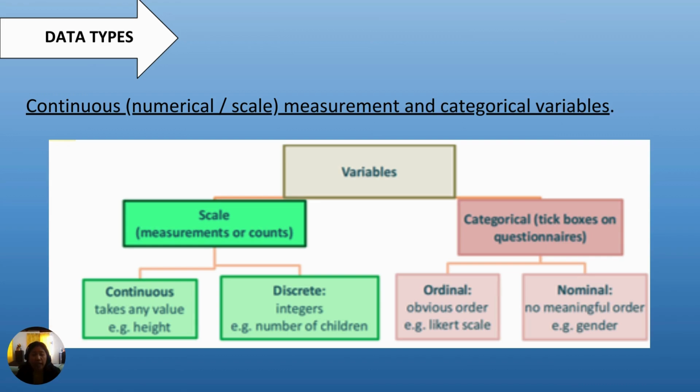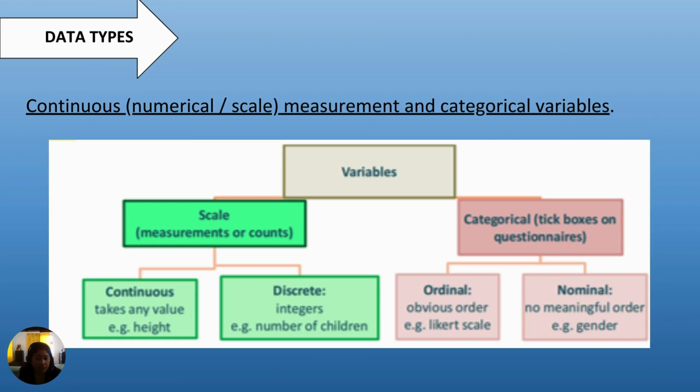Now we also have nominal variables. These are labels or names only. There's no ranking or order involved in here. Example would be, in terms of gender, we have male or female, or prefer not to say, parang ganon. So there is actually no meaningful order here.